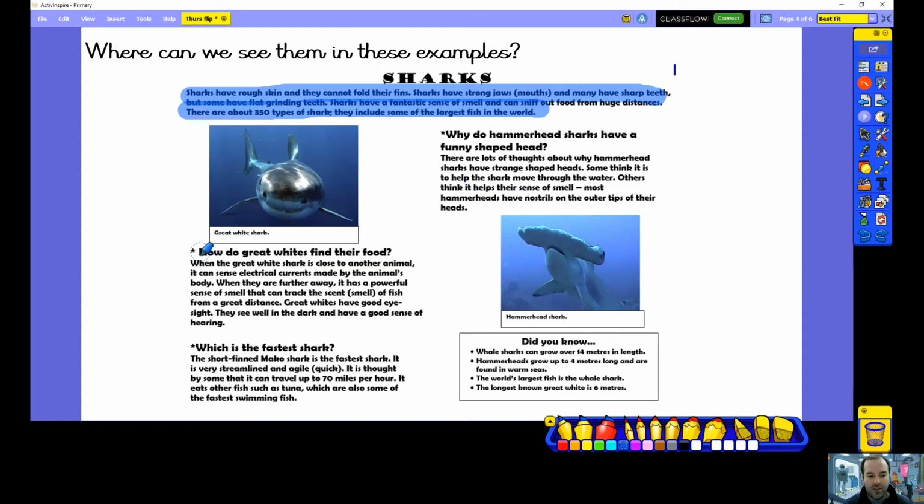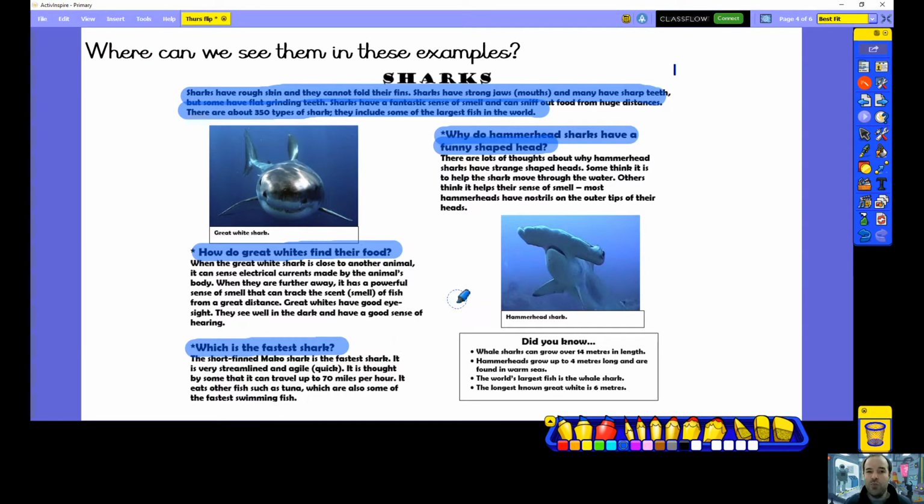So subheading examples in this are, how do great whites find their food? Which is the fastest shark? Why do hammerhead sharks have a funny shaped head? So there's a few subheadings there. You can see they're all really introducing what they're going to talk about next. So they're all questions, aren't they? How do great whites find their food? Question mark. And then underneath, they tell you how great whites find their food. Which is the fastest shark? Underneath, they tell you the fastest shark.